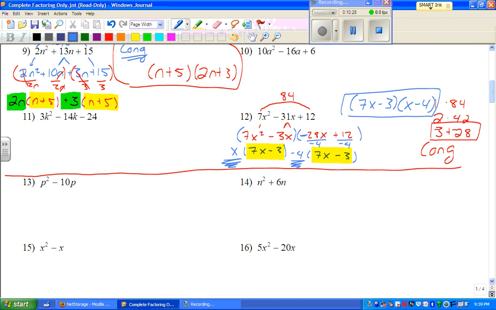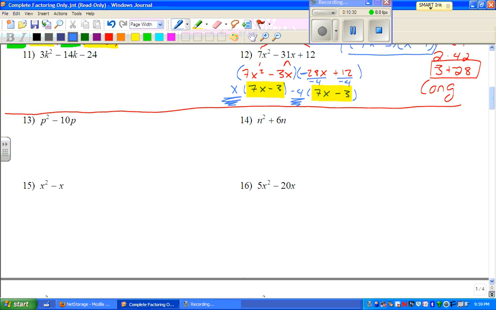Okay, next group. People always seem to like this group a little bit more. 13. You only have two terms. And if you notice, they both have a p in them. So we can factor out or divide out a p. If we take that p out, we'll be left with p minus 10. That's it.